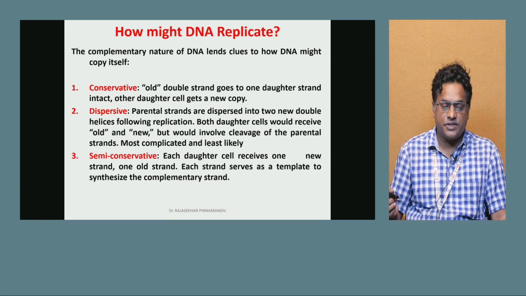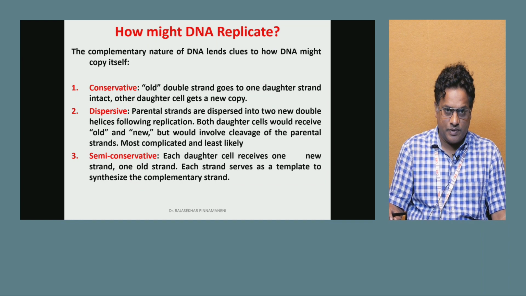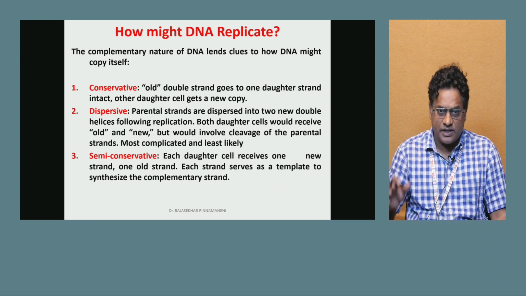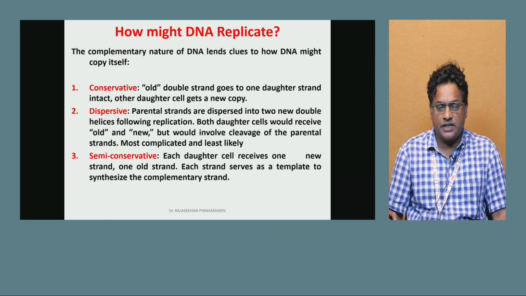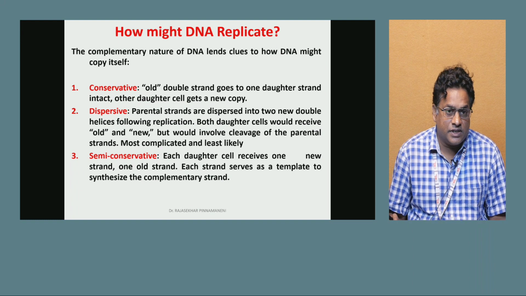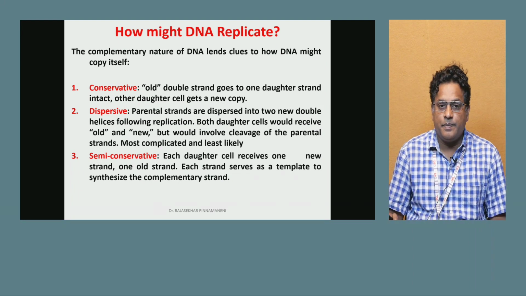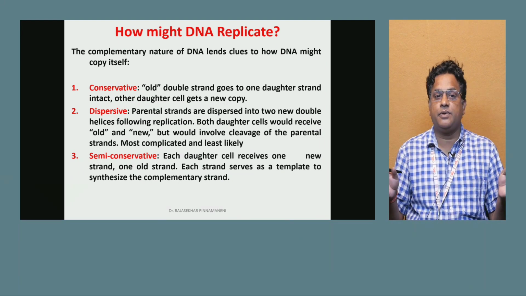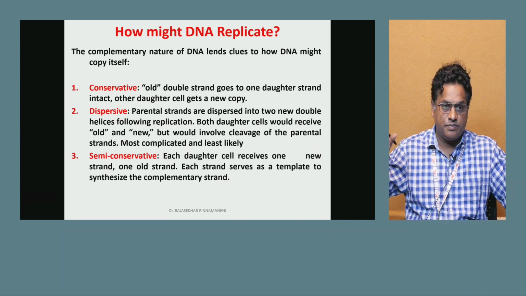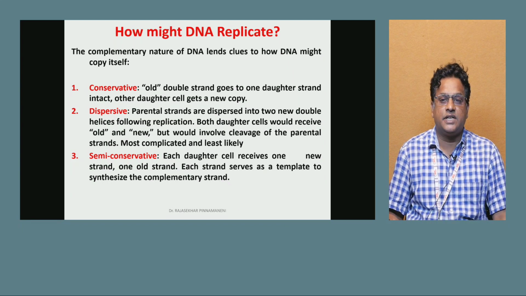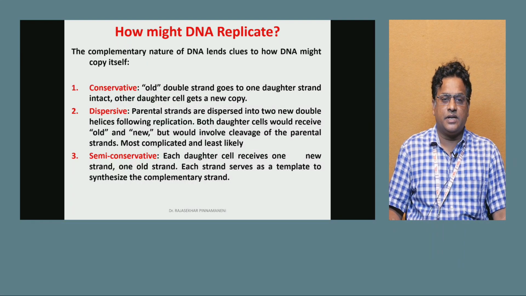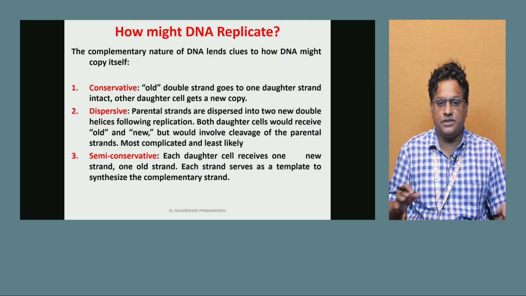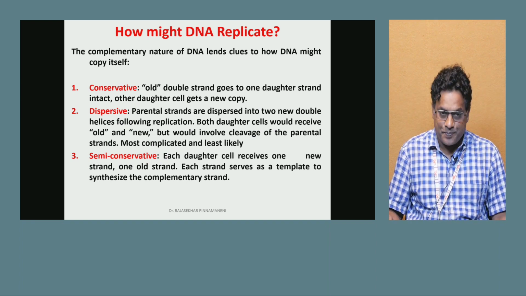One is the conservative nature, which is the old thinking: the double strand goes to one daughter cell intact and the other daughter cell gets a new copy. Then there was the dispersive nature, where parental strands are dispersed into two new double helices. Both daughter cells would receive old and new, but it would involve cleavage of the parental strand, which is the most complicated and least likely. It does not happen in such a way.